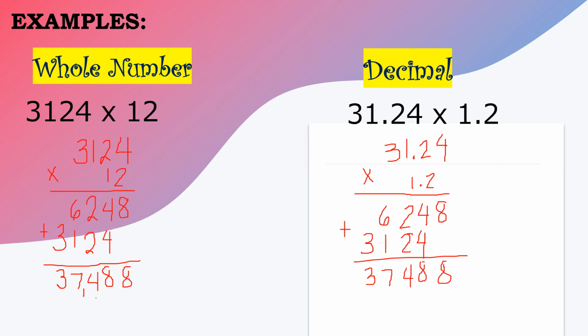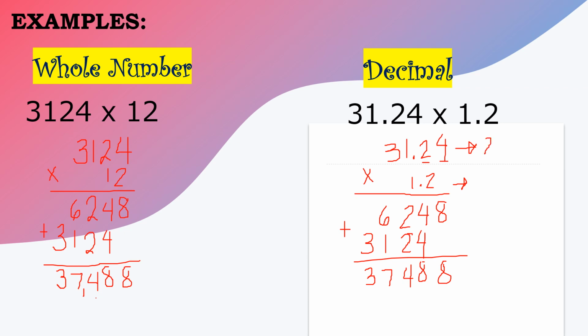And that is to identify in which place in our product are we going to put or write the decimal point. So, paano natin malalaman kung saan natin ilalagay ang decimal point? We have to count the number of decimal places in our factors. So, unahin natin yung ating 31.24. How many decimal places do we have in 31.24? We have 2. So, 1, 2.